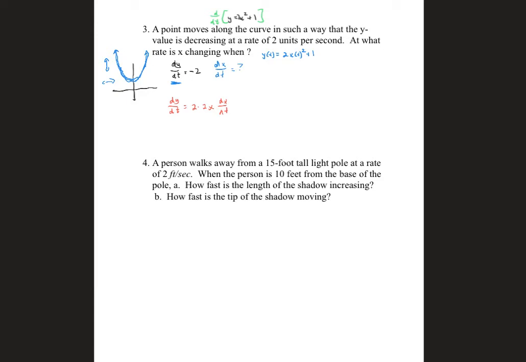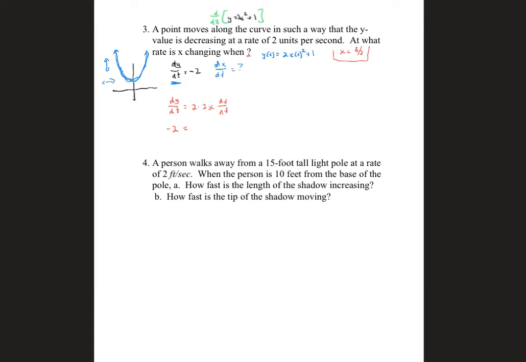So what do we know? We know dy/dt is negative 2, so we can plug that in. And another important piece of information didn't come through on this document, because my equation in Word isn't showing here. We were looking for the rate at which x is changing when x is equal to 3/2.